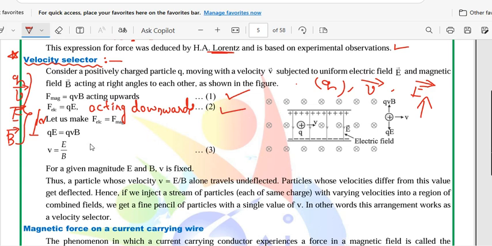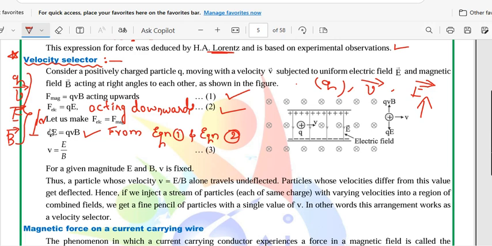Okay, this is equation number 2. Now let us balance each other. Let us balance the force due to electric field and force due to magnetic field. From equation number 1 and equation number 2, we balance each other.